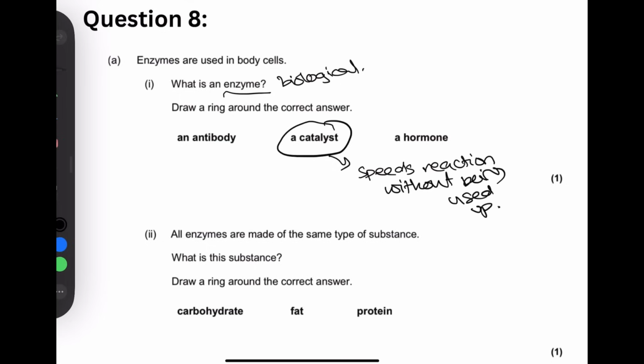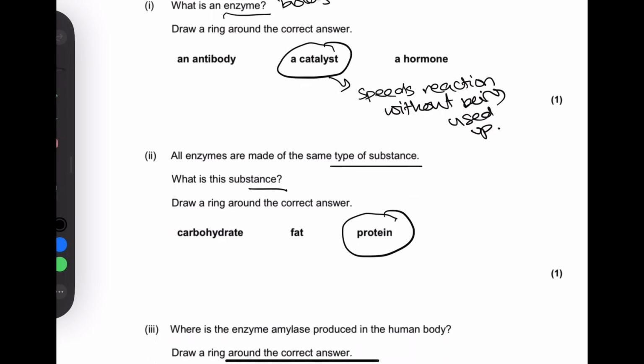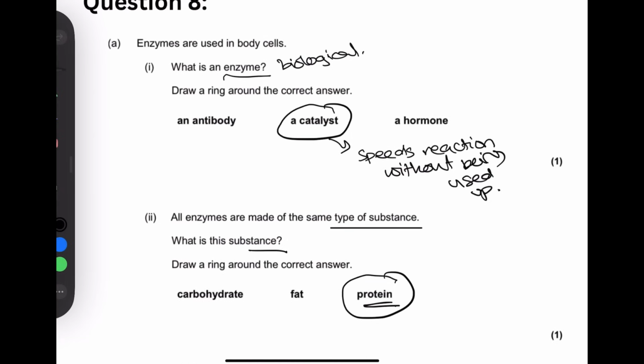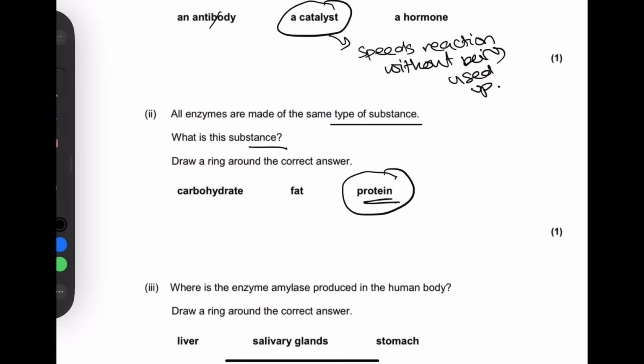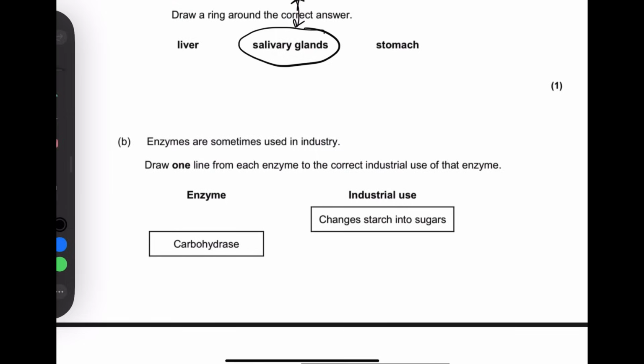So 2I, all enzymes are made up of the same type of substance. What is the substance? This is protein. And that's why when I said in the previous question, proteins are specific, that means enzymes are, antibodies are, they're all the same. But enzymes are not the same as antibodies, don't make that mistake. So where is the enzyme amylase produced in the human body? So it is produced in the salivary glands. It's one of the first ones that come out, and that breaks down starch.